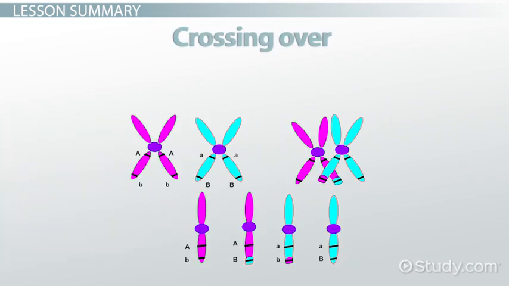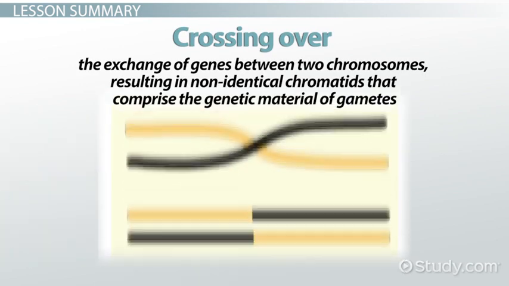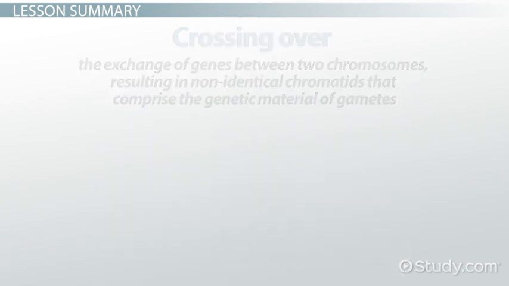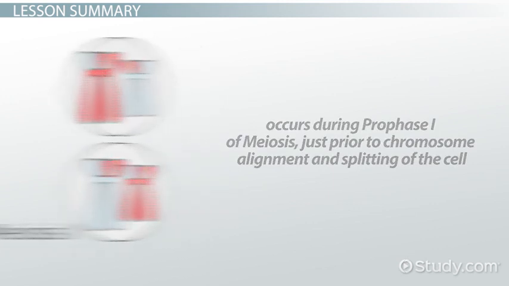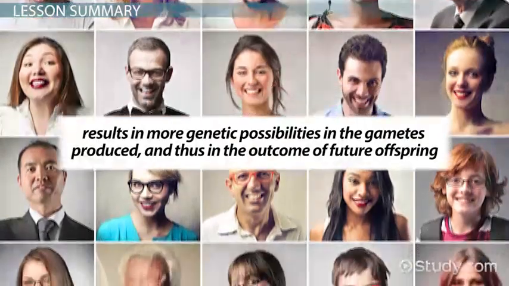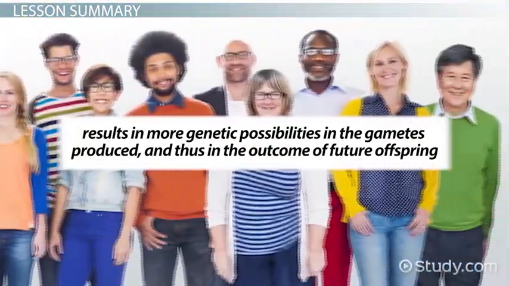Let's review. Crossing over is the exchange of genes between two chromosomes, resulting in non-identical chromatids that comprise the genetic material of gametes. This process occurs during prophase 1 of meiosis, just prior to chromosome alignment and splitting of the cell. The chromosomes tend to stick together during meiosis, and consequently swap some genes, which results in more genetic possibilities in the gametes produced, and thus in the outcome of future offspring.